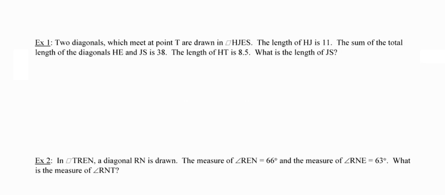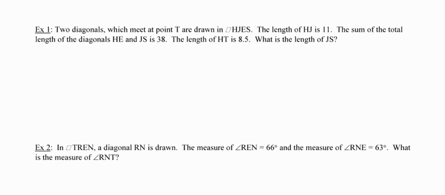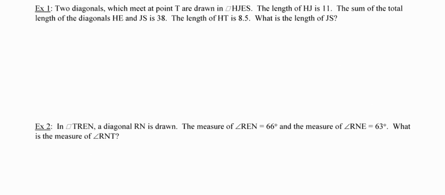All right, up on the top of the back page, let's take a look at how we might use some of these properties to solve problems. In number 1, it says two diagonals meet at point T, and they're drawn in parallelogram HJES. Notice this little parallelogram-y looking symbol really stands for parallelogram. It says the length of HJ is 11. The sum of the total lengths of the diagonals HE and JS is 38. The length of HT is 8.5. How can we use the given information to find the length of JS?